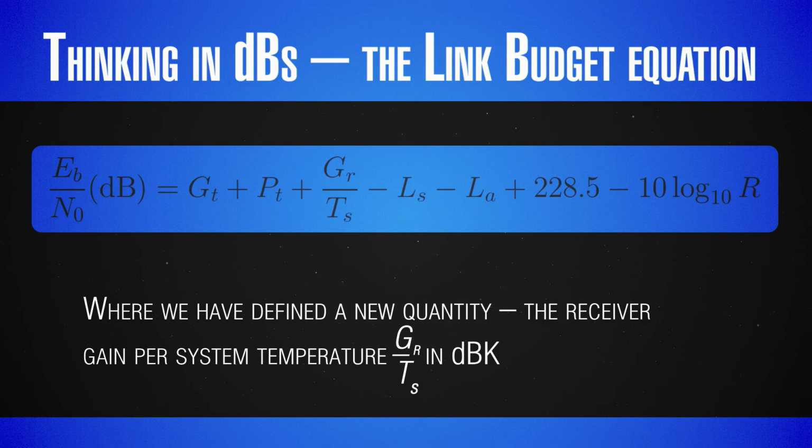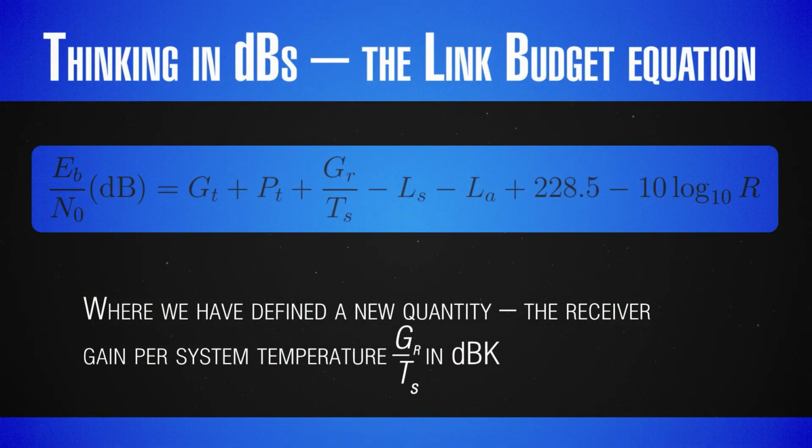Now there is one additional term which you may be wondering about, this 228.5. This is simply Boltzmann's constant written in dB notation. So Boltzmann's constant is 10 to the power of minus 23. Log10 of 10 to the power of 23 is just 23, and multiplying by 10 you get roughly 230. It is with a minus, but since it's in the denominator it becomes a plus, and so we have this plus 228.5. So this is nothing but writing Boltzmann's constant in terms of dBs.